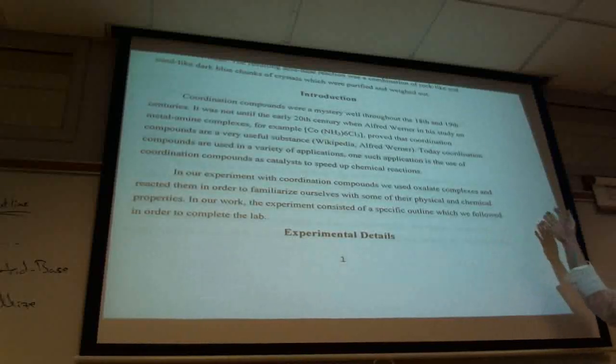Coordination compounds were a mystery well throughout the 18th and 19th centuries. So they're talking a little bit about the coordination complexes. That's good. It was not until the early 20th century when Alfred Werner, in his study on metal-amine complexes, for example, proved that coordination compounds are a very useful substance. Today, coordination compounds are used in a variety of applications. One such application is the use of coordination compounds as catalysts to speed up chemical reactions. In our experiment with coordination compounds, we used oxalate complexes and reacted them in order to familiarize ourselves with some of their physical and chemical properties.